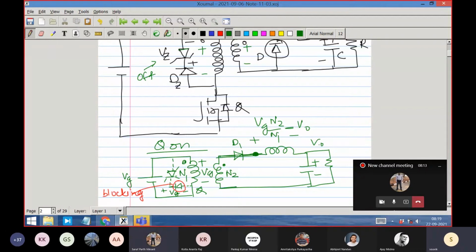That's why I tried to make you dot it. About the blocking mode or something. Blocking means it is not allowing current to pass. So just like open circuit, right? Yeah, it is open circuit. The overall circuit is open circuit.